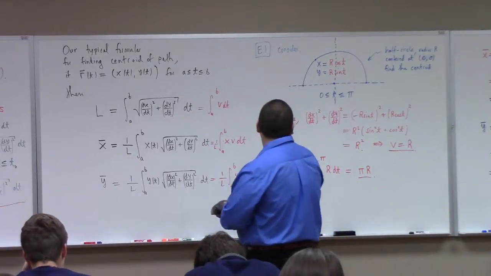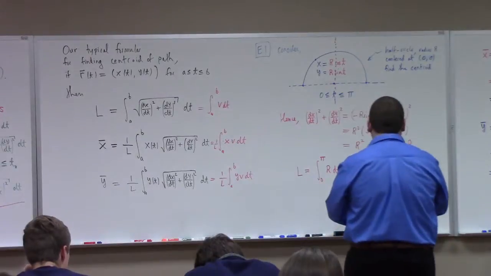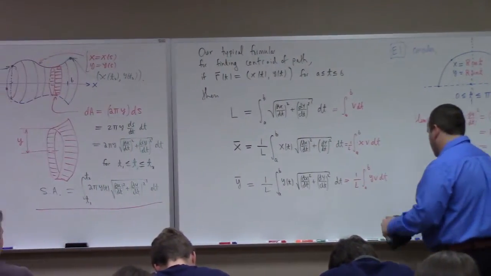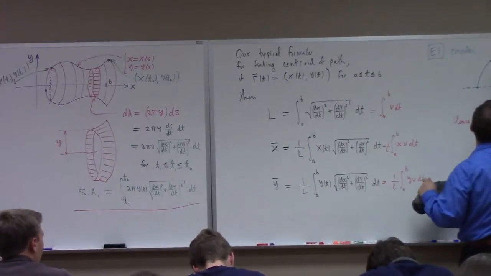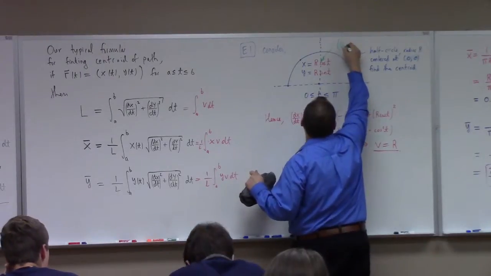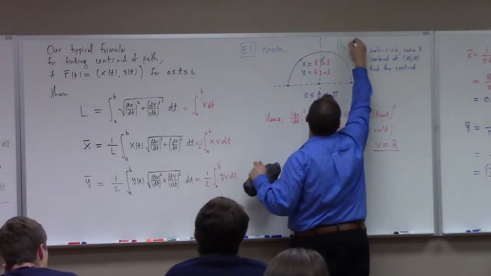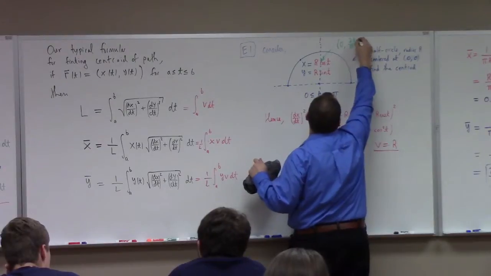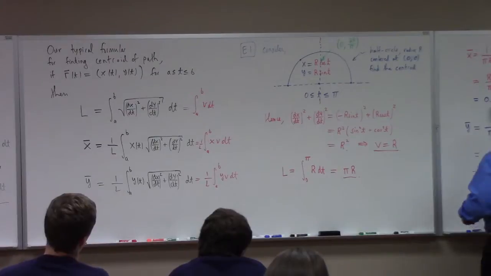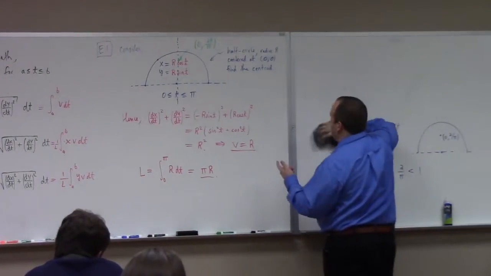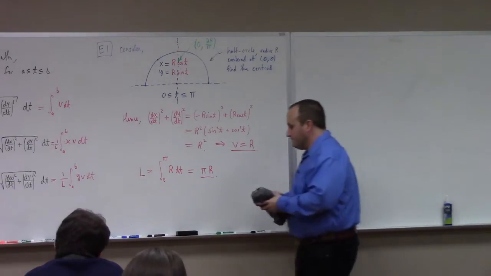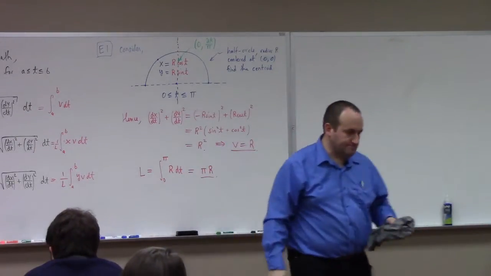But let's see here. Let me record for posterity the centroid here was what? It was 0, 2r over pi. All right. So I'm going to erase this. Let's calculate the surface area formed by revolving this half circle around the x-axis. What is that? It's a what?